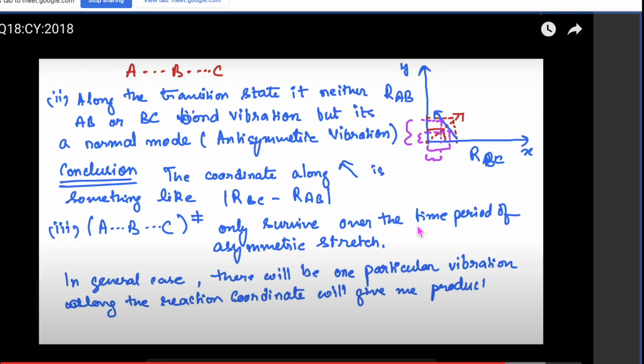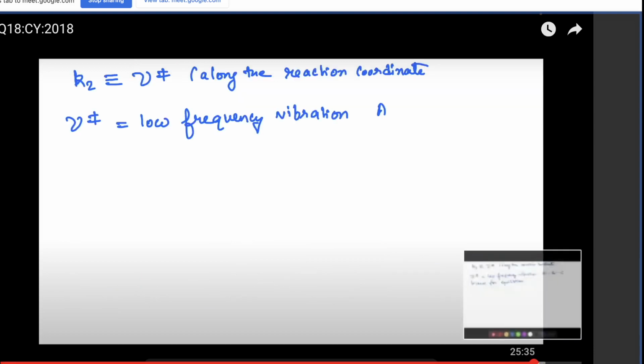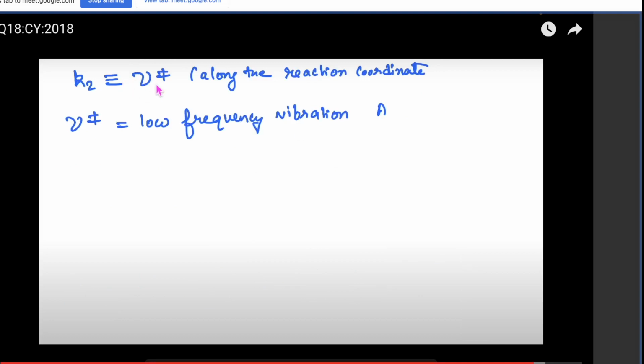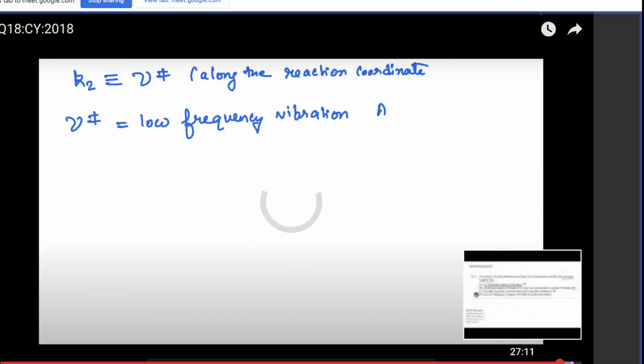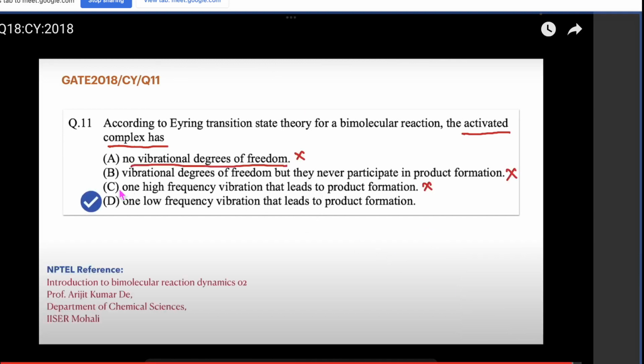The nature of this vibration is slow, so the frequency associated with this, that is mu dagger, is a low frequency. So finally we see here that one low frequency vibration will lead to the product formation.